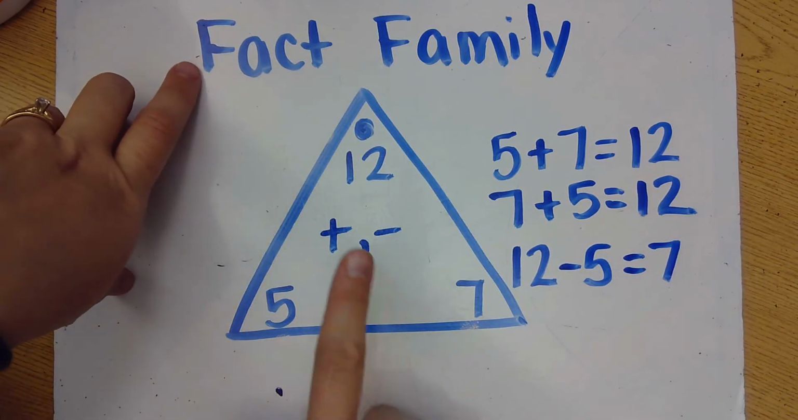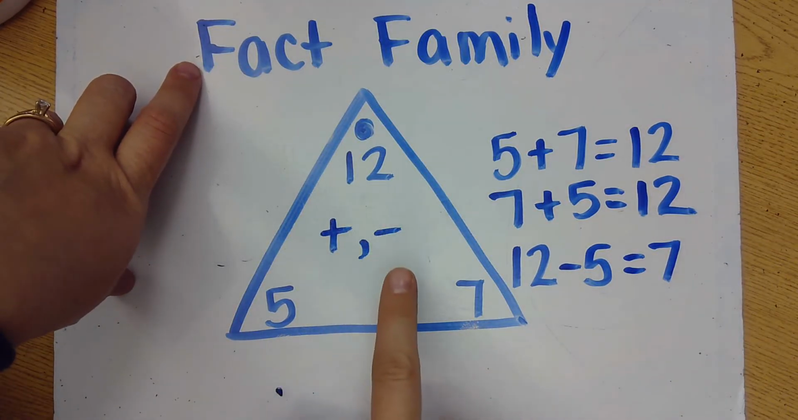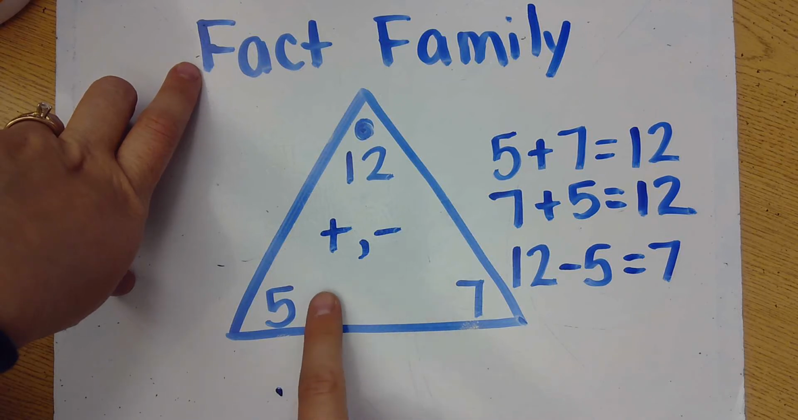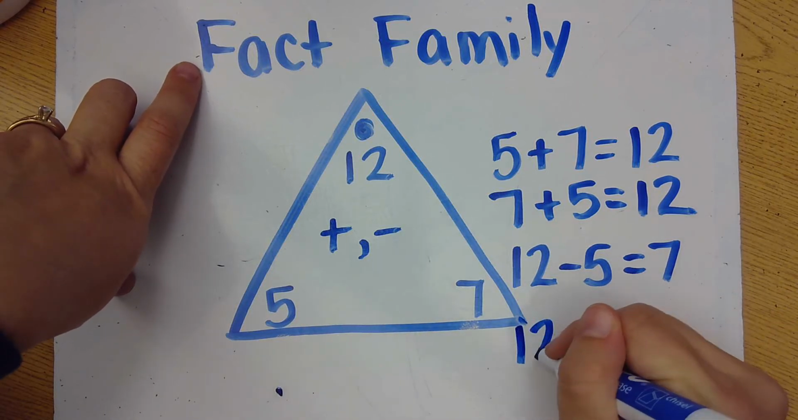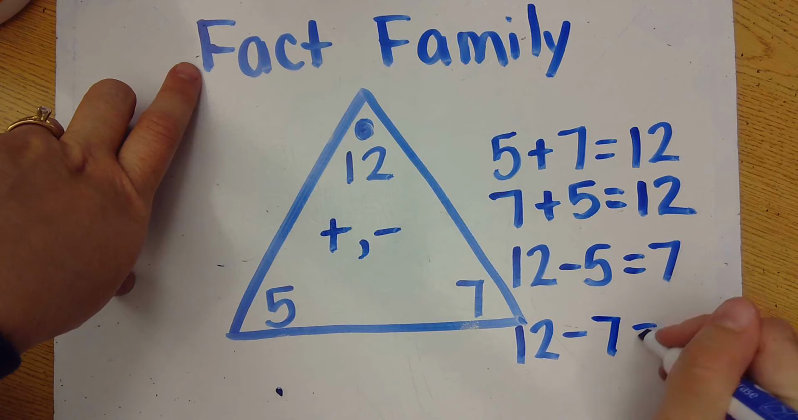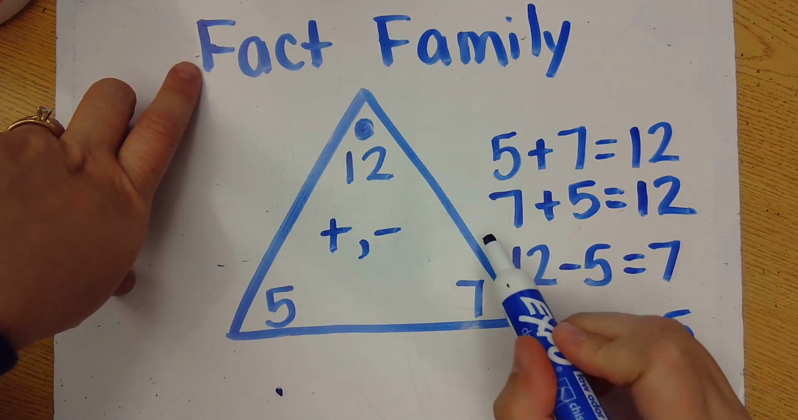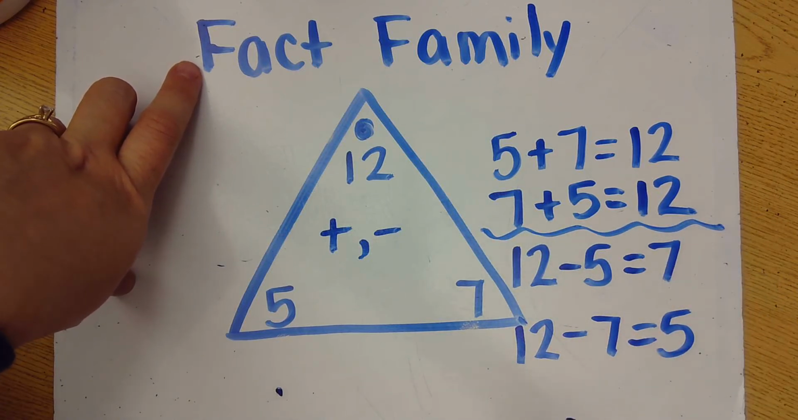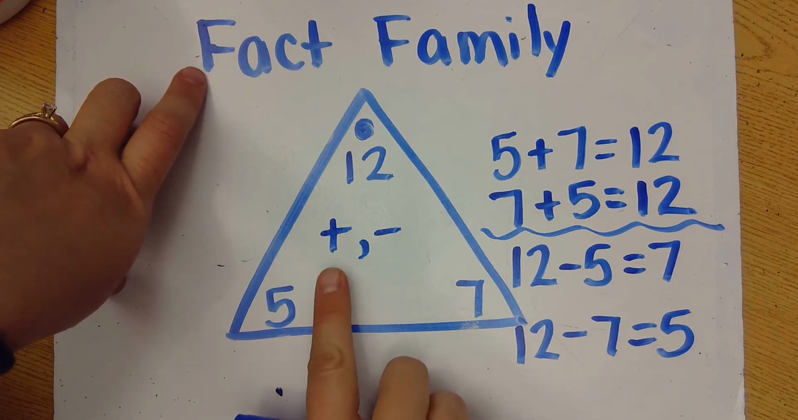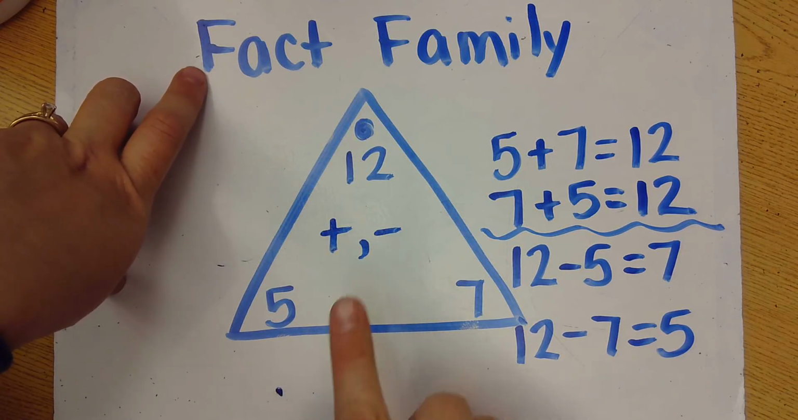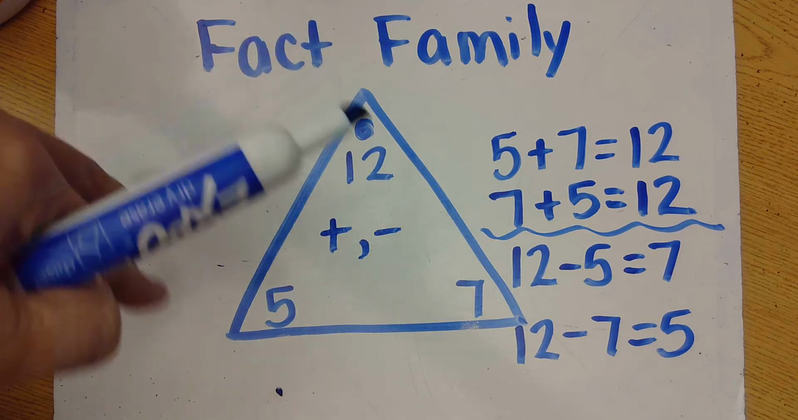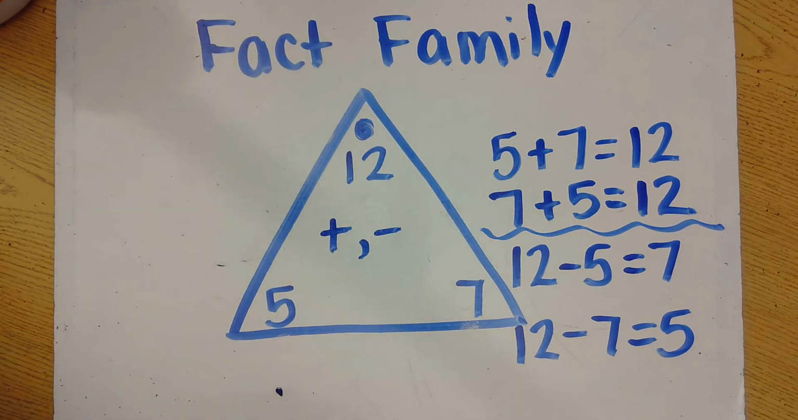Let's walk around the other way. 12 take away 7 equals 5. I did it. I came up with 4 different number models based on the numbers that were on this one triangle. 2 adding problems and 2 subtracting problems. Let's go ahead and look at another one.